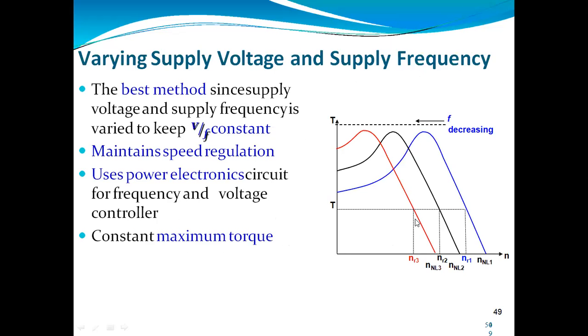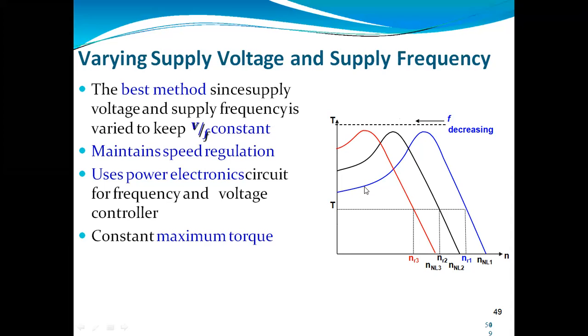We will see the first method, varying the supply voltage and the supply frequency. Here on the y-axis we are taking T. This T is not torque, this T means time. The reciprocal of time is frequency, so as we increase the time, the frequency goes on decreasing. And on the x-axis we are taking N, which is speed.